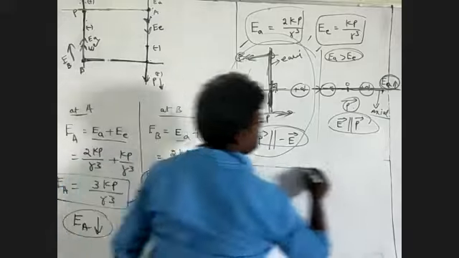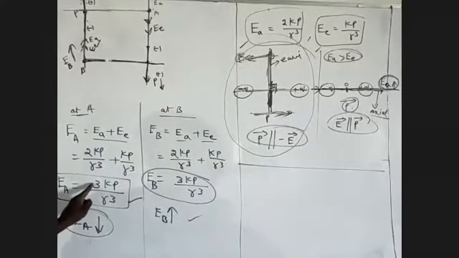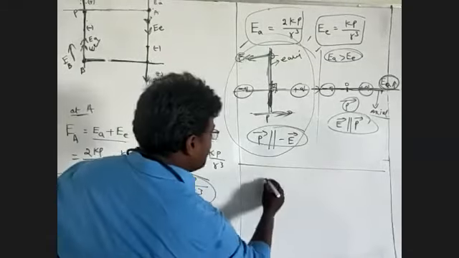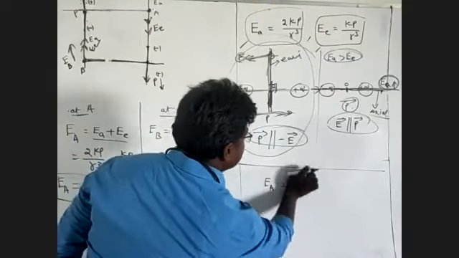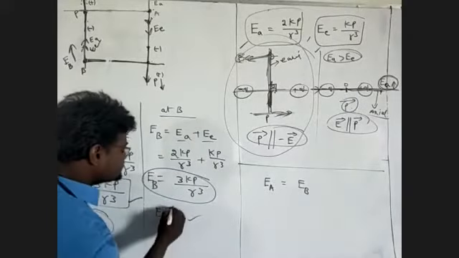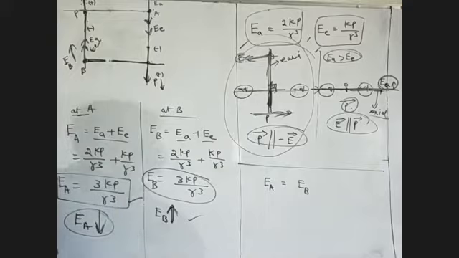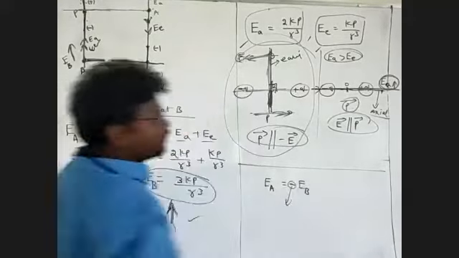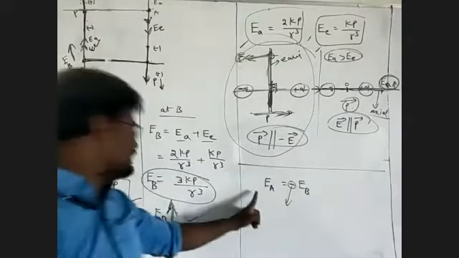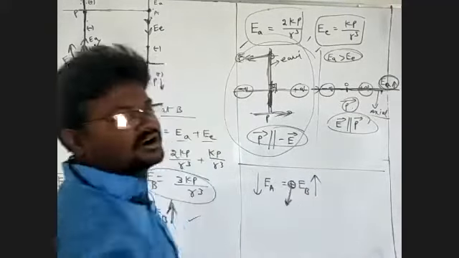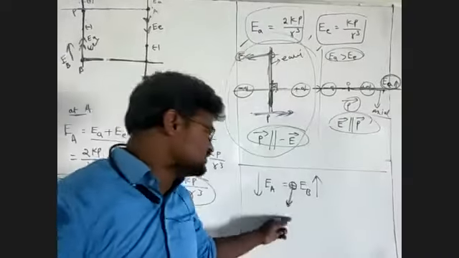Now the conclusion is that EA is equal to 3kp by r cube and EB is equal to 3kp by r cube. The magnitudes are the same. EA value is equal to EB value, but the direction of EB is up and EA is down. The direction of EA is opposite to EB. So we keep the minus sign. Minus means opposite direction: EA is downward and EB is upward. This negative sign indicates the direction of EA is opposite to EB. That is all.